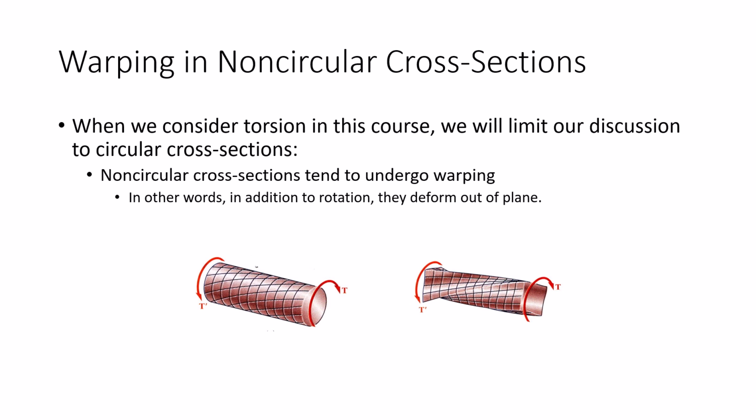So whenever you twist a circular cross-section, and by circular I mean a solid shaft, a circular pipe, what happens is, here's the element, you twist it, and it rotates. That's what it does. Anything that's non-circular tends to do something else. Not only does it twist, does it rotate, but it undergoes what's called warping. Warping is when you twist something and it actually deforms in and out of plane. And that's something that isn't really advantageous.